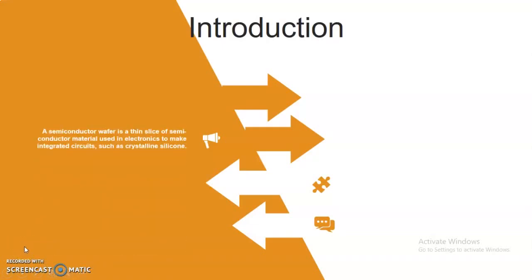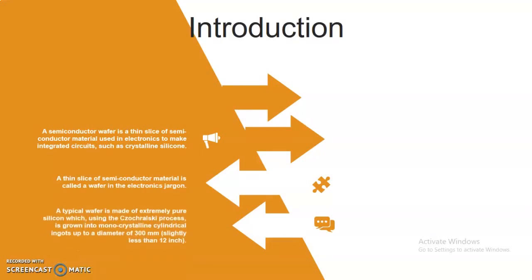A semiconductor wafer is a thin slice of semiconductor material used in electronics to make integrated circuits, such as crystalline silicon. A thin slice of semiconductor material is called a wafer in electronic jargon. A typical wafer is made of extremely pure silicon, which, using the Czochralski process, is grown into monocrystalline cylindrical ingots up to a diameter of 300 mm, which is slightly less than 12 inches.